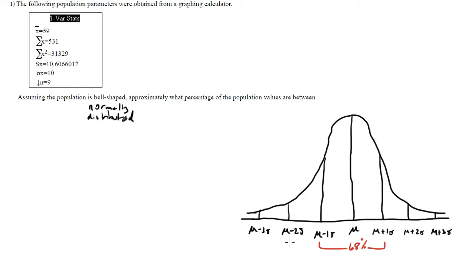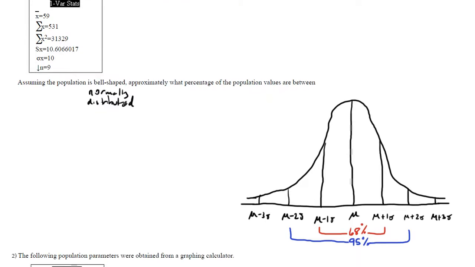If I'm going two standard deviations away from my mean, so that's two above, two below, about 95% of my values are there. And then if I say three standard deviations below or three standard deviations above my mean, about 99% of my values are there.